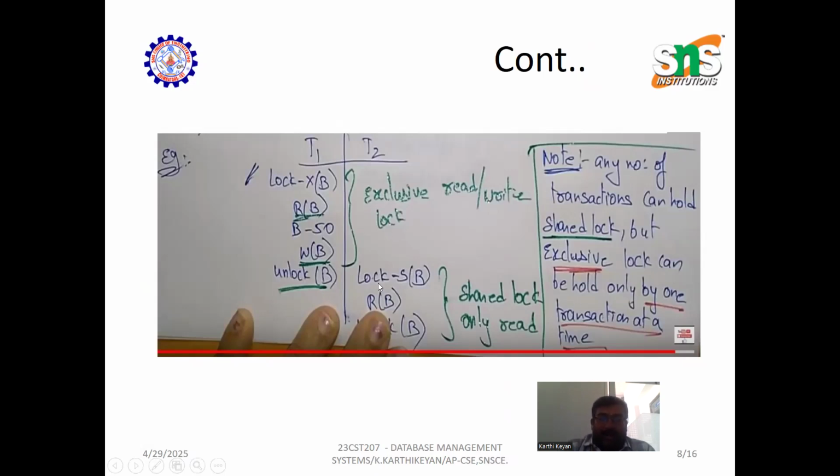Suppose this lock S of B is available, read of B is available. This is called shared lock, only read. So this is a shared lock. Where both read and write operations are available, this is called exclusive lock, and where only read operations are available, this is called shared lock.